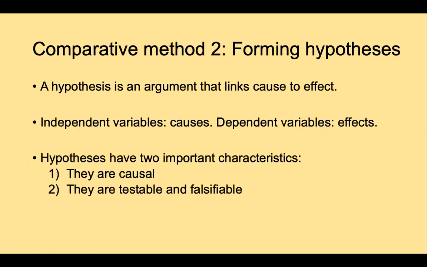Now, when we have these questions that emerge from patterns of similarities and differences, we then begin thinking about different hypotheses that can explain the variation that we observe, and they could answer those research questions that come out of those puzzles that emerge from those patterns of similarity and difference. A hypothesis is an argument that links cause to effect, and the independent variables are the causes, and the dependent variables are the effects. And in the social sciences, we use these terms, independent and dependent variables, to distinguish these parts of hypotheses. When we form hypotheses, we need to make sure that our hypotheses have two important characteristics, because otherwise they're not hypotheses.